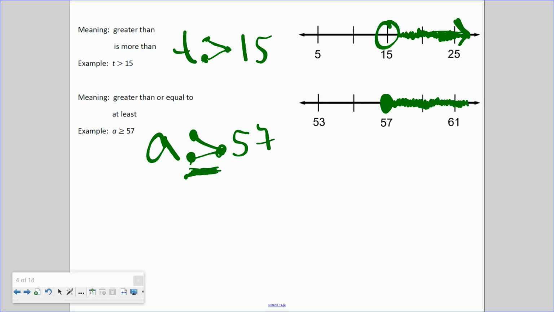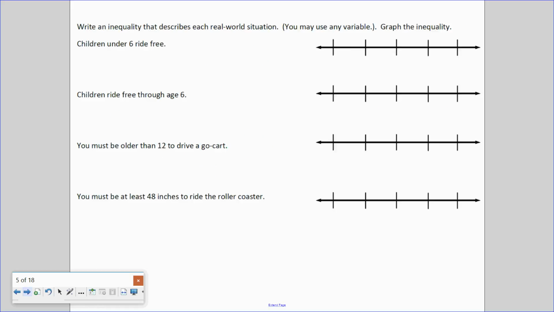So what you're going to be doing is practicing on this now. I'm using some real world situations. Write an inequality that describes each real world situation. You may use any variable. Then I want you to graph the inequality. I'll use X for this one.